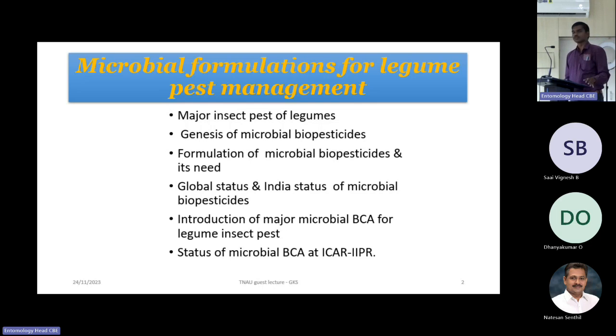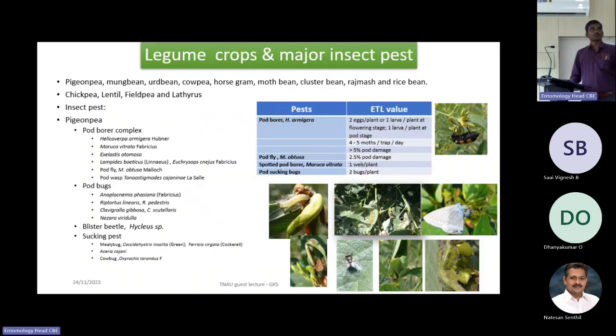Then, what are the microbial biopesticides? How they originated years back, what formulations are available for the microbial biopesticides, and what is the global status and the status of India in biopesticides. Then a small intro about the major biocontrol agents which we are using for legume pest management, and what is the status at IIPR. So this is the gist of what I am going to cover in the next 15 to 20 minutes.